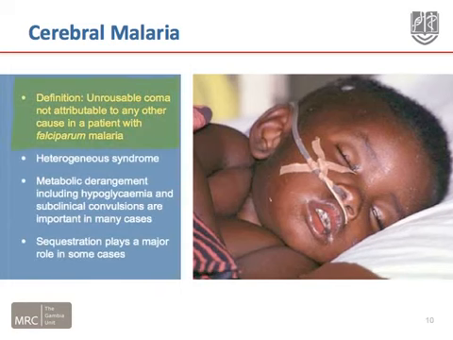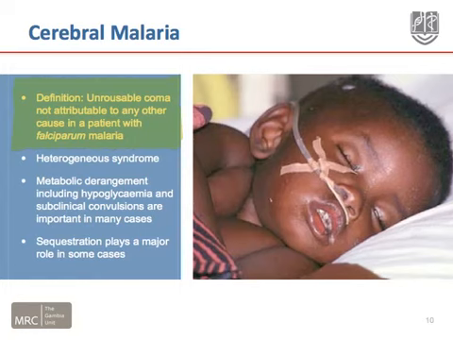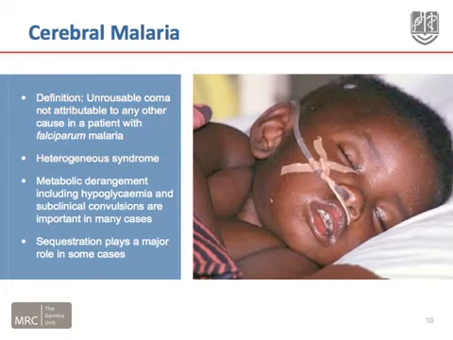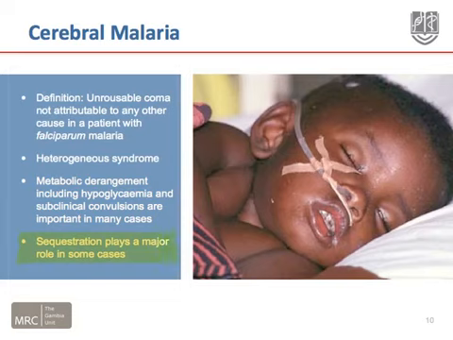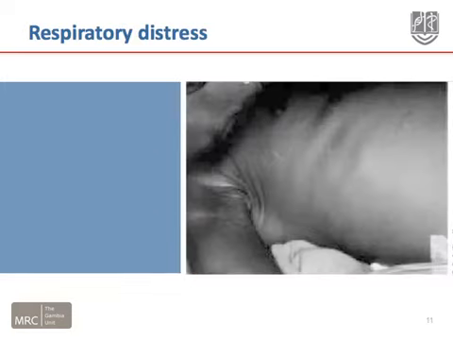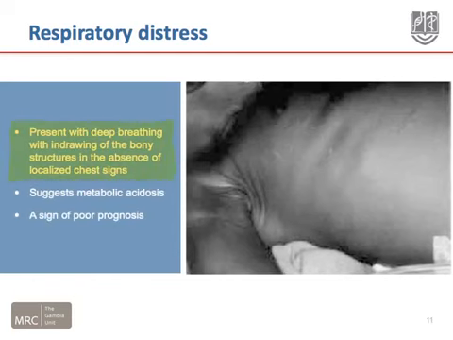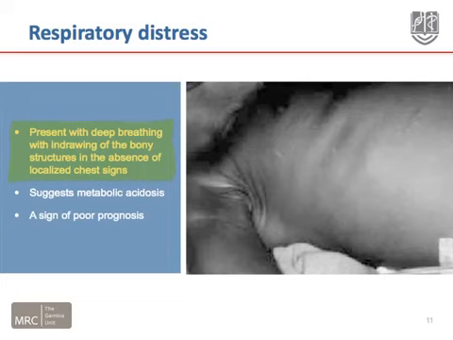Cerebral malaria is defined as unrousable coma not attributable to any other cause in a patient with falciparum malaria. It is a heterogeneous syndrome and metabolic derangement, including hypoglycemia or subclinical convulsions, are important in many cases. Sequestration of parasites plays a major role in some cases. Respiratory distress presents with deep breathing with indrawing of the bony structures in the absence of localized chest signs, and it suggests metabolic acidosis.